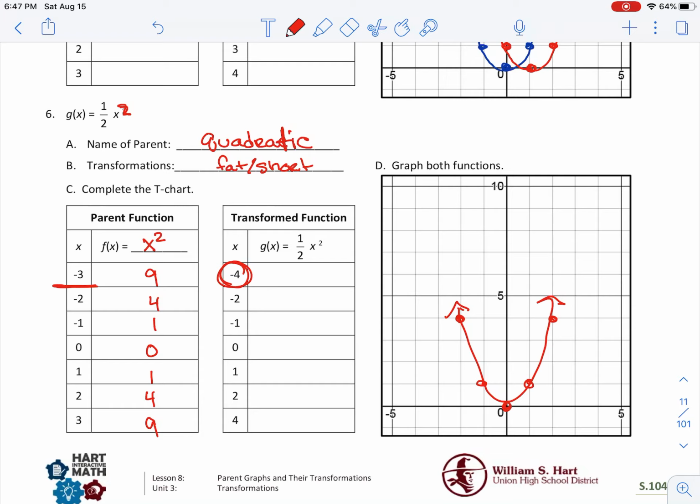It's okay. You can half 9. Half of 9 is 4.5. Half of 4 is 2. Half of 1 is 1/2 or 0.5. Half of 0, still 0. Half of 1, 0.5. Notice that this is just going to mirror again, so this will be the 2 and the 4.5.